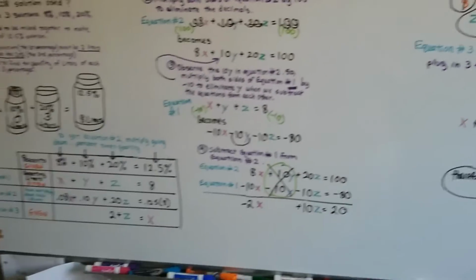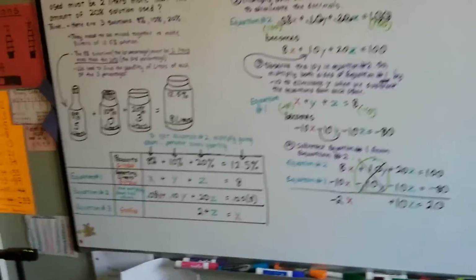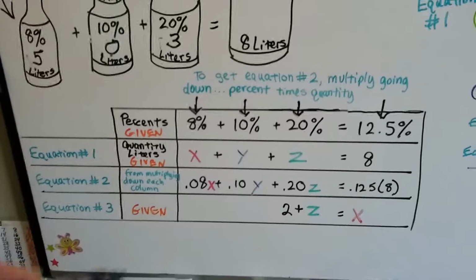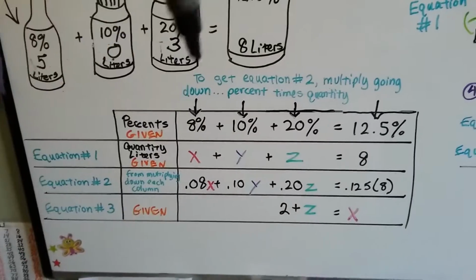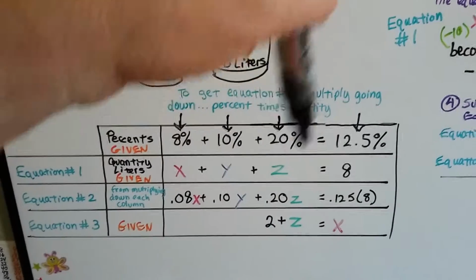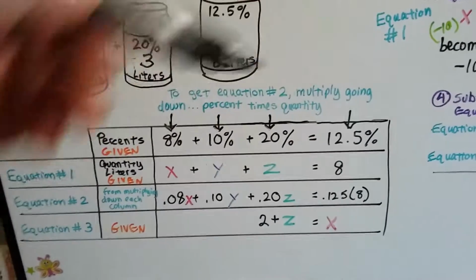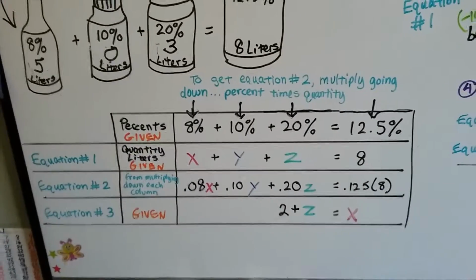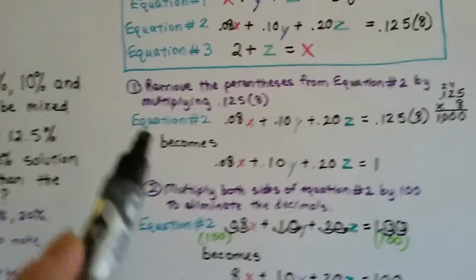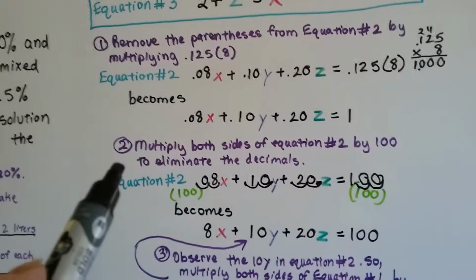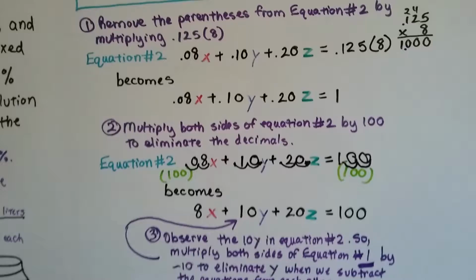Do you understand how I got the equations? We had 3 things given to us. And for equation 2, I just came down 8 times x, 10 times y, 20 times z, 12.5% times 8. And then I rewrote them as decimals. See? We did step 1 by removing the parentheses. Step 2, we multiplied both sides of the second equation by 100 to get rid of the decimal points.